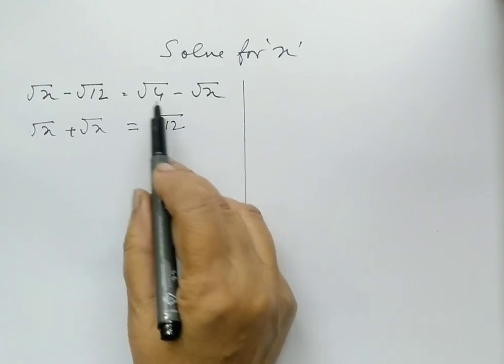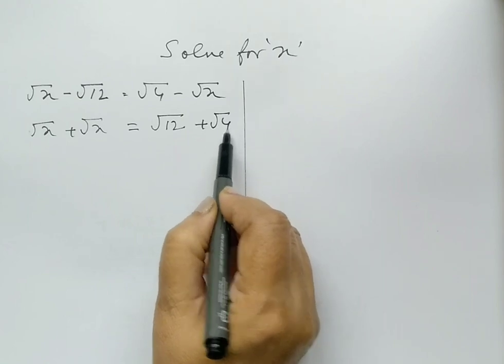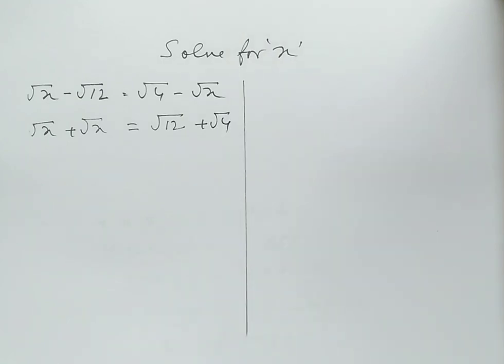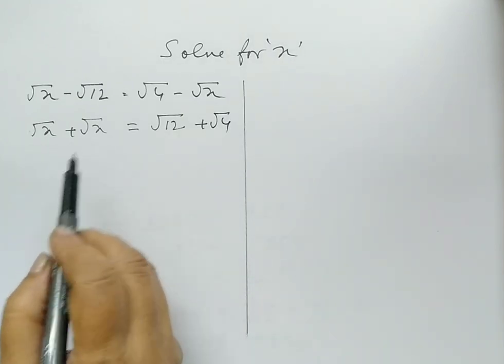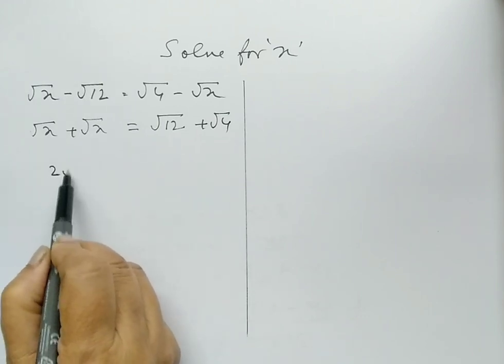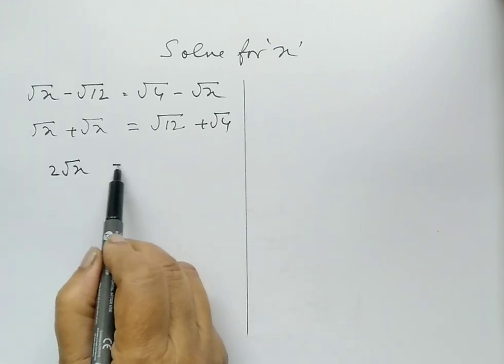And this is already a plus, so root 4. What next? We can collect these two together, so we can write easily 2 root x. Am I right?